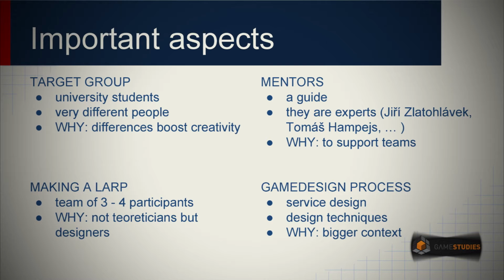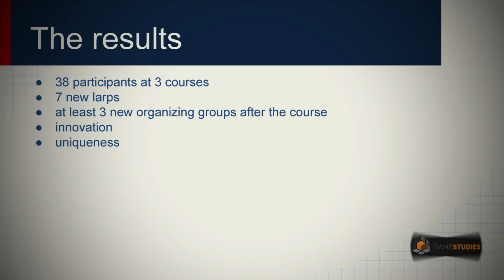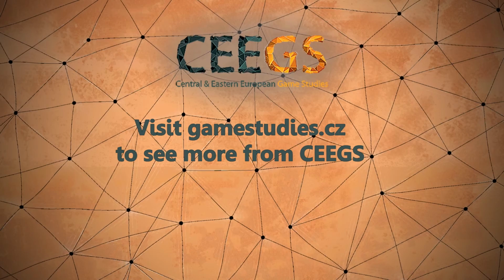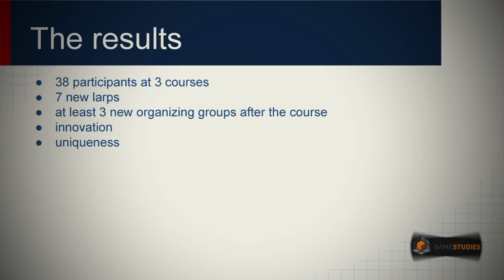And what are our results? Well, until today, we had 38 participants in 3 courses, because we started about 2 years ago, and now we are running the 3rd repetition of the course. An important result is that the participants really made 7 new LARPs until today, which is great for Brno, which is not so big. And at least 3 new organizing groups after the course are really working on their own LARPs until today. And from my point of view, these LARPs are really innovative and unique in many ways. And I think it's the result of combining the important aspects I was talking about.